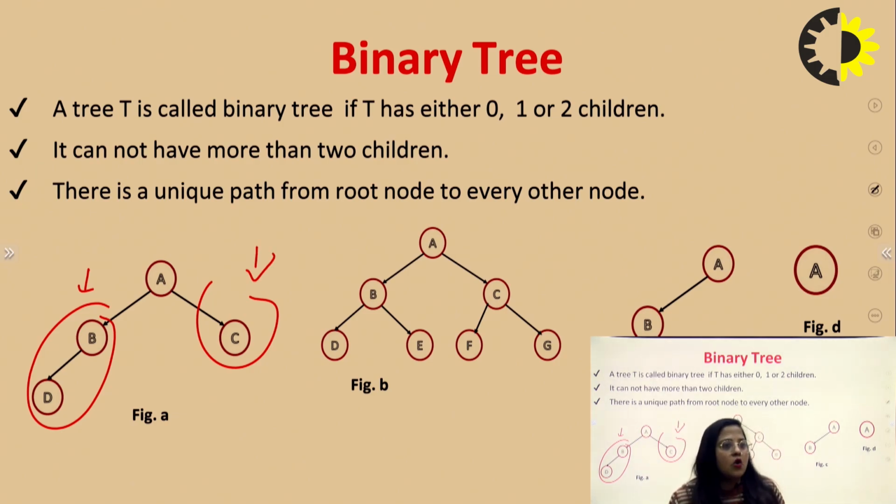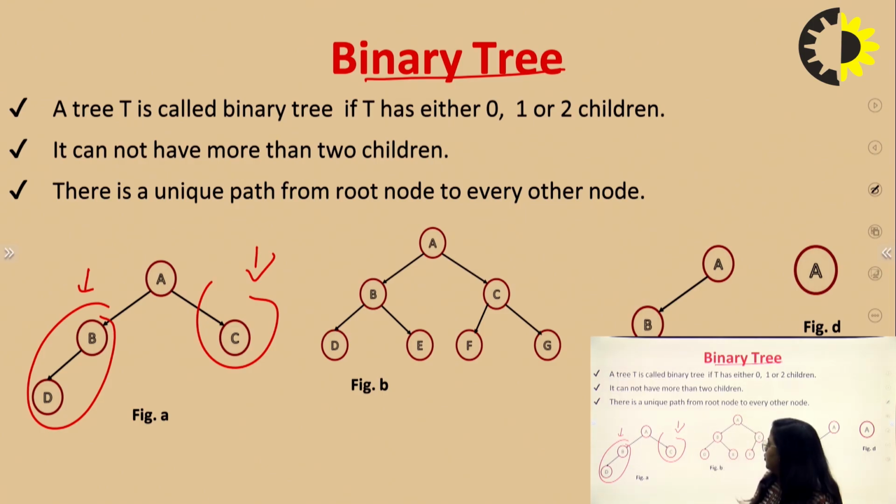So now comes the first type of tree, that is the binary tree. A tree is called a binary tree if each node has either 0 children, 1 child or 2 children.